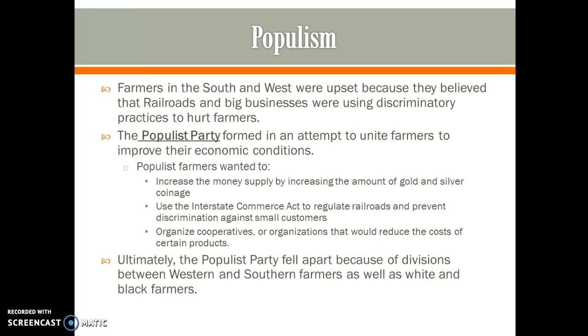It also introduces what we call a cooperative. A cooperative is an organization that reduces the cost of certain products. And these could be anything from farm goods to seeds to fertilizer, anything that would help farmers out. But ultimately, the populist farming falls apart because there's a lot of division between the western farmers and the southern farmers, and the white farmers and the black farmers, and they're not able to create a united front.